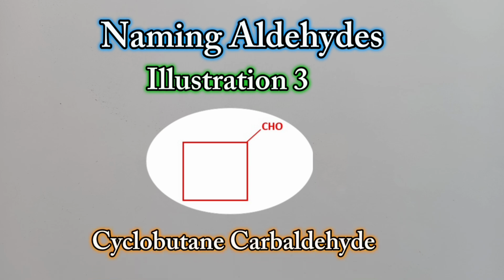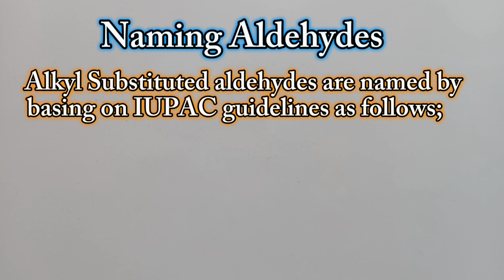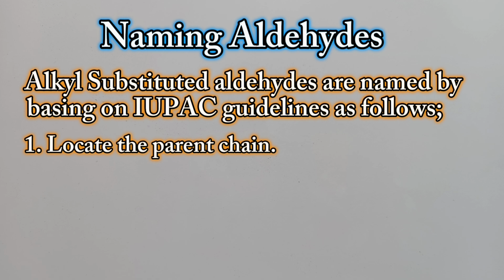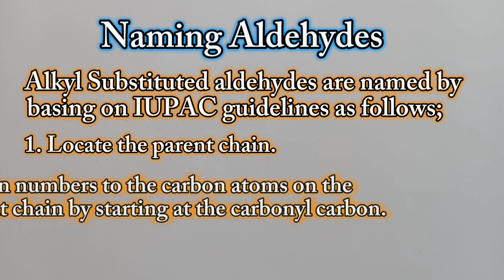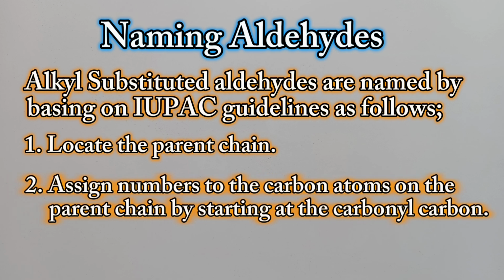In the event of naming alkyl substituted aldehydes, then the same guidelines used in naming alkyl substituted alkanes must be followed. A quick review of these guidelines is as follows. First and foremost, we have to determine the parent chain, and as we have said, the parent chain must be the longest carbon chain, and in this case, it bears also the carbonyl group. The second guideline is that we assign numbers to carbon atoms of the parent chain by starting from the carbonyl carbon.